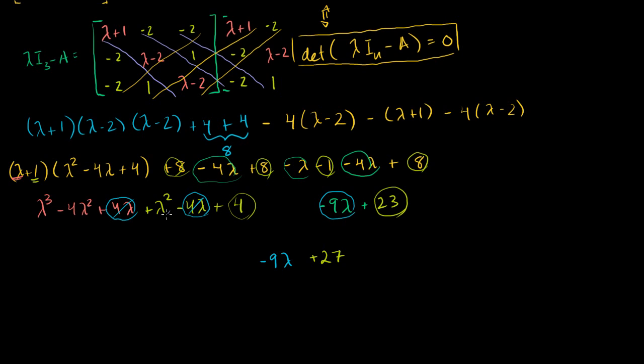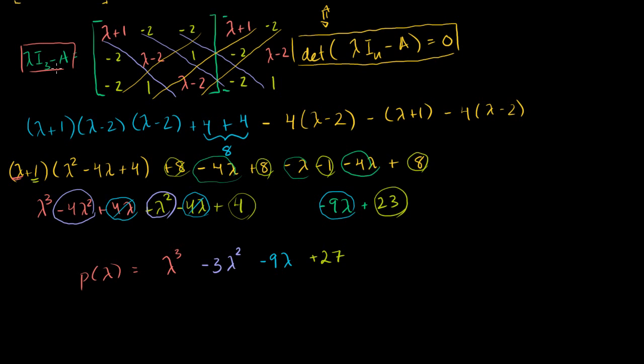Minus 3 lambda squared. And then finally, I have only one lambda cubed term, that right there. So this is the characteristic polynomial for our matrix. So this is the characteristic polynomial, and this represents the determinant of this matrix for any lambda.